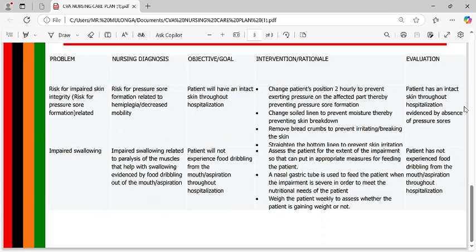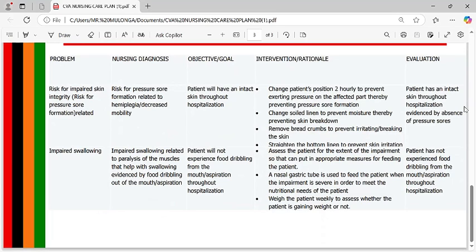The goal and objective: the patient will have intact skin throughout hospitalization. So that one is straightforward. We want our patient to have intact skin.